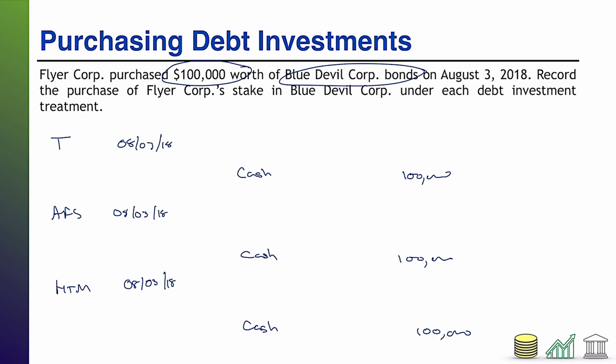Even though we have these three different accounting treatments, there is going to be a lot of overlap. There's just going to be slight differences between them. So in all three situations, we're spending $100,000 cash. In all three situations, we are getting a debt investment in return that is going to be an asset. So debt investment, and that debt investment is worth $100,000.